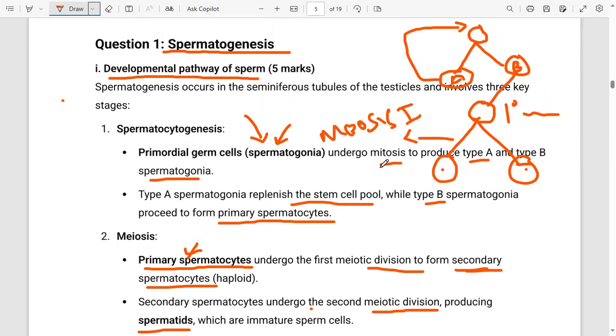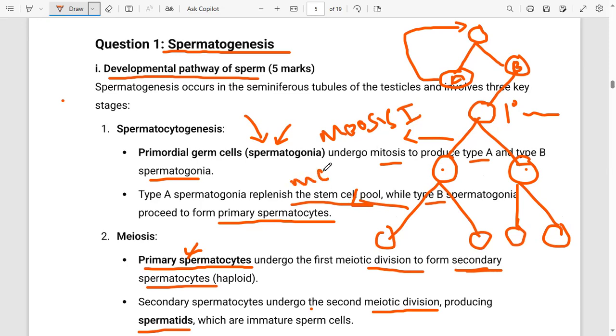Then these secondary spermatocytes will undergo a second meiosis to form these spermatids here. This process that is happening is what we call meiosis 2.